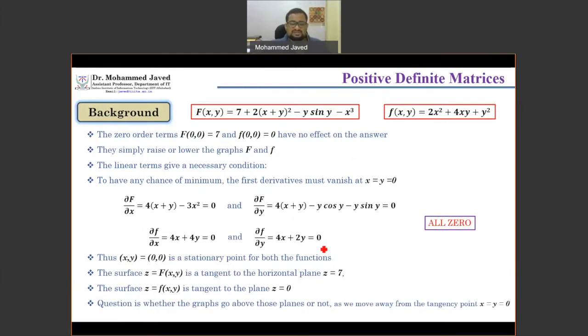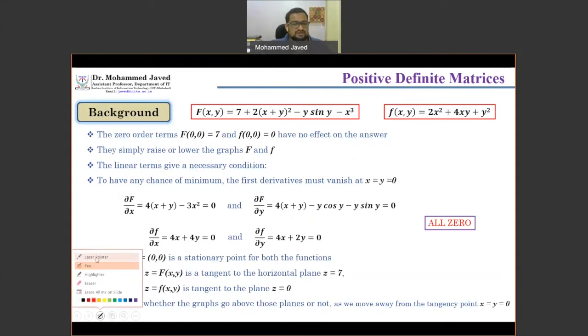By differentiating at the point x equal to y equal to 0, we have ensured that there is a minimum. There is a minimum point, but we don't know whether the graph goes above the plane or not. That means you have ensured that there is some point here.